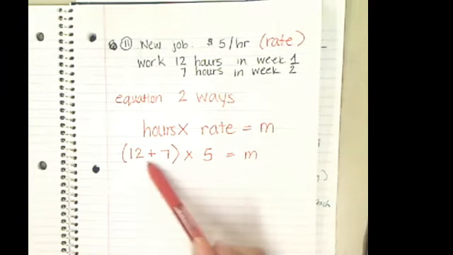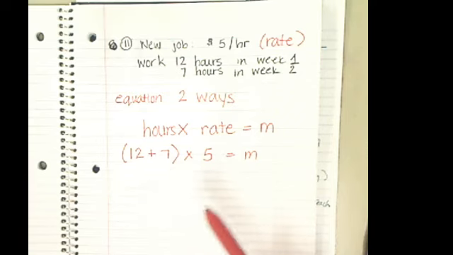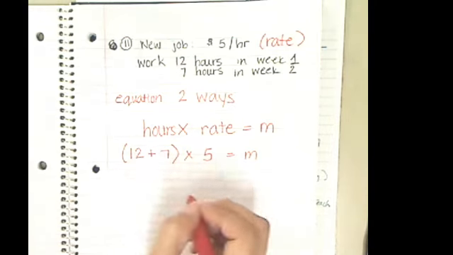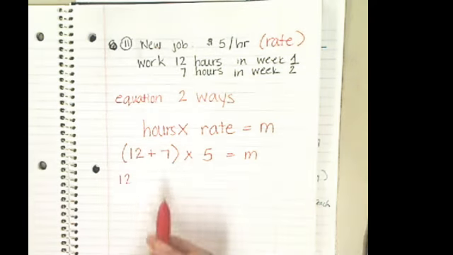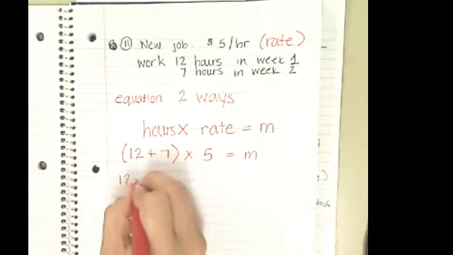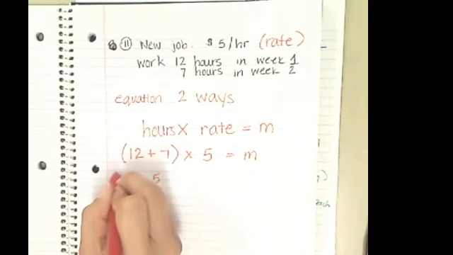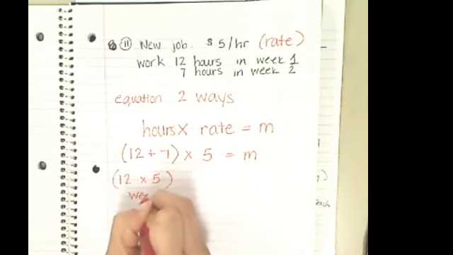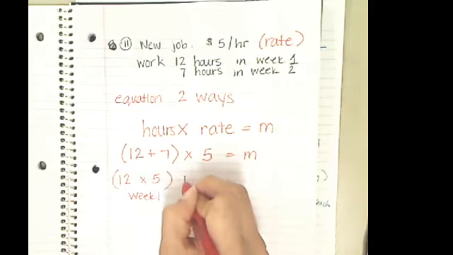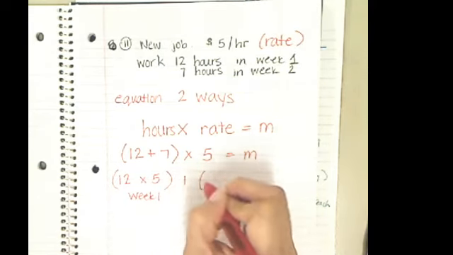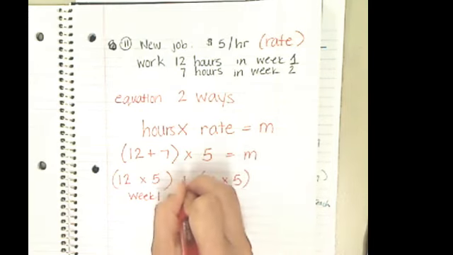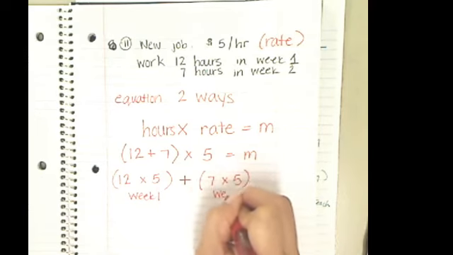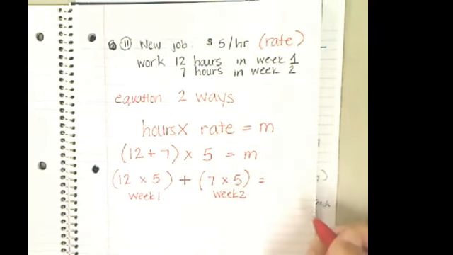So aside from adding up my hours ahead of time, why don't I figure out how much was week 1? In week 1, I worked 12 hours and I got this much money, okay? And then in week 2, I worked 7 hours and earned this much money. If I add week 1 and week 2 together, that would give me the total amount of money that I earned.